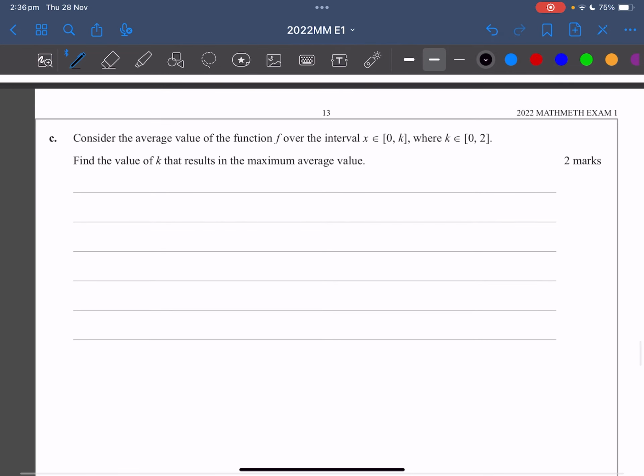So consider the average value of the function f over the interval 0 to k, where k is between 0 and 2. Find the value of k that results in the maximum average value.